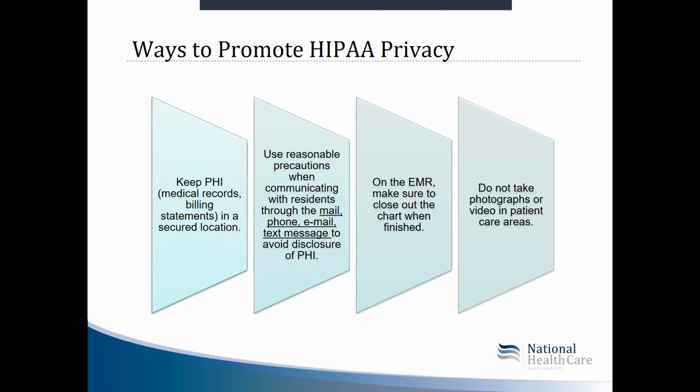Here are 4 ways to promote HIPAA privacy. Keep hard copy PHI, such as medical records and billing statements, in a secured location. Use reasonable precautions when communicating with residents through the mail, phone, email, or text message to avoid disclosure of PHI. On the EMR, make sure to close out the chart when finished, and do not take photographs or video in patient care areas.